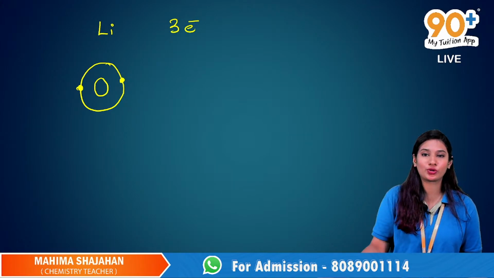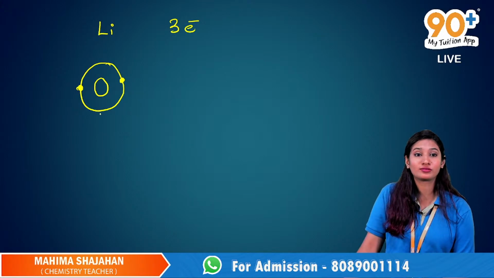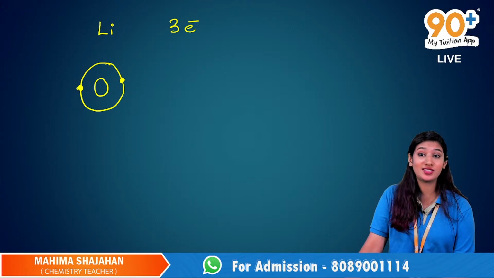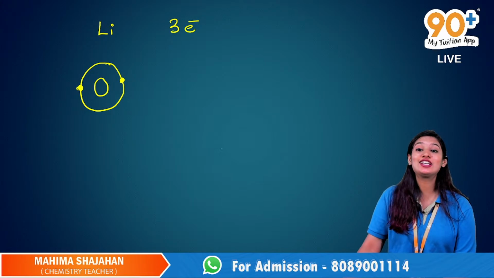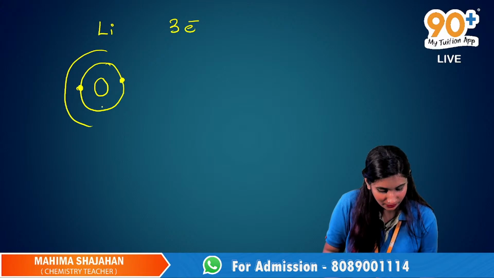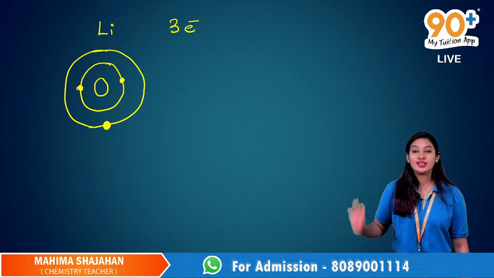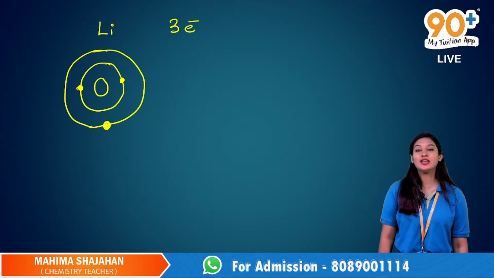We have one more electron. Can I adjust it and write it here itself? No, that is not possible. So that electron will go to our next shell, which is our L shell. This is how you draw the structure of lithium.